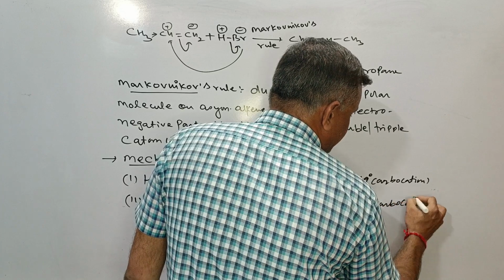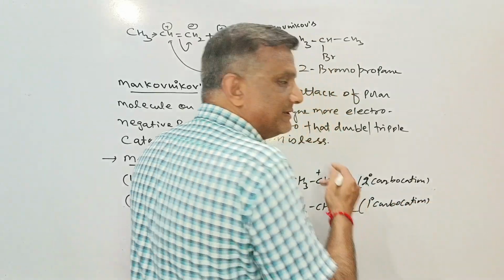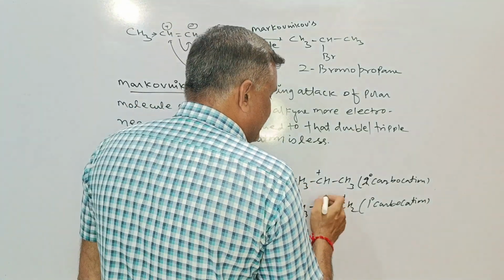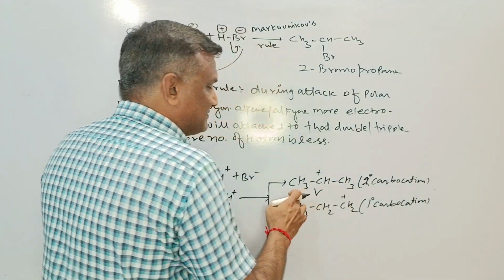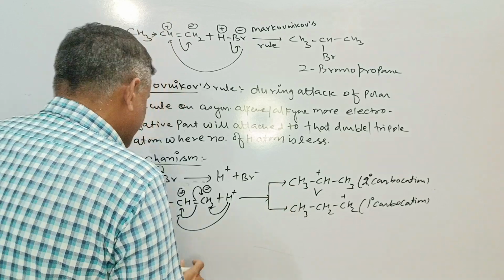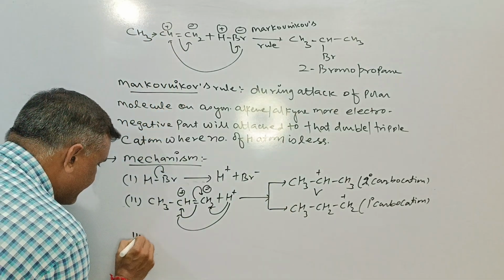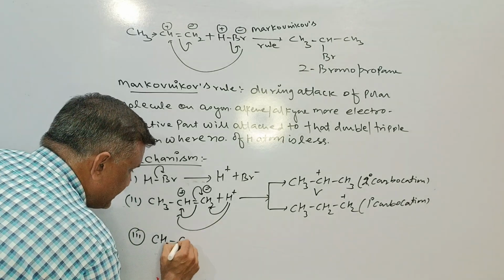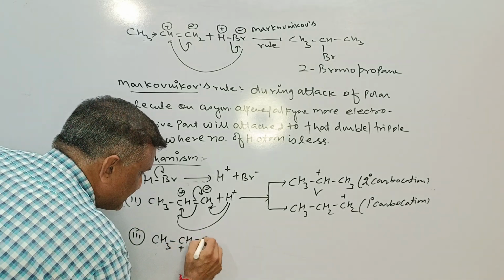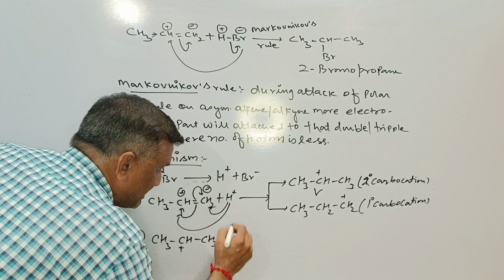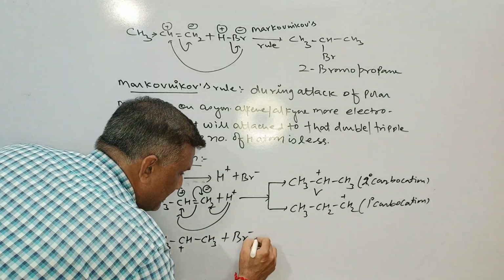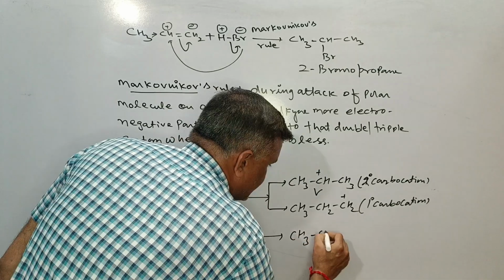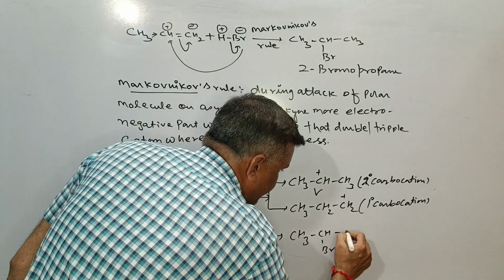We have discussed the stability of the carbocation: 3 to 1. Here is the 2 degree, so 2 degree is more stable. That's why it will take part in the reaction. So in the third step, what will be? Here is the CH3, this is the CH plus, this is the CH3. Here is the attack of the nucleophile.